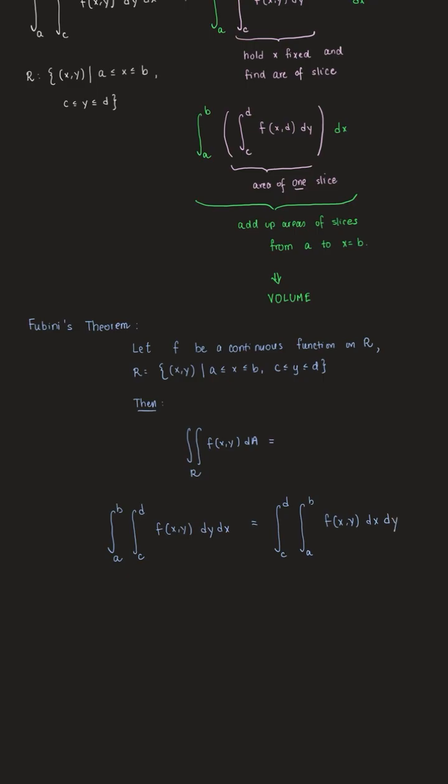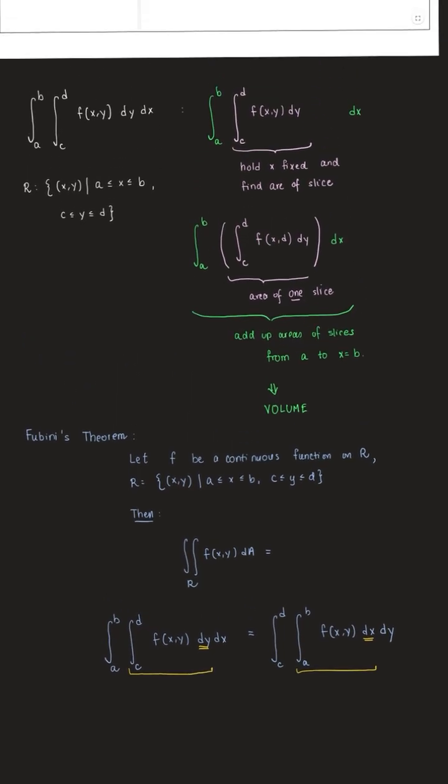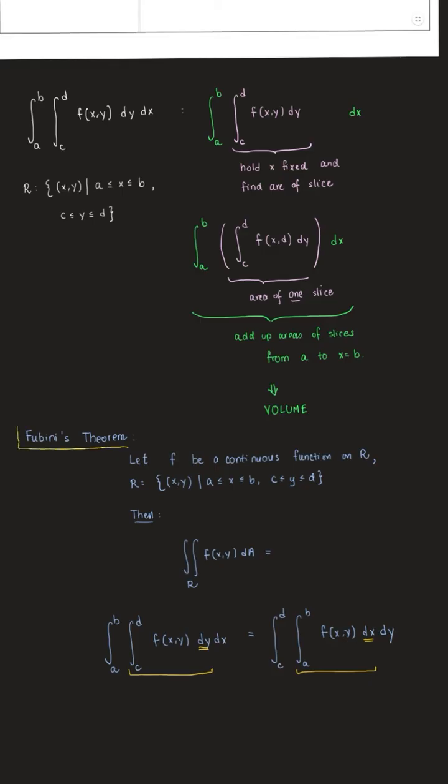And this is just saying it doesn't matter what you hold fixed first, because you're going to get the same volume. One thing that I'm going to point out once again is, remember that here our limits of integration from c to d correspond to our first variable of integration, y. Here, our limits of integration a to b correspond to our first variable of integration, x. And so we have found a way to evaluate double integrals using a slicing method, and we have also established that order does not matter. It doesn't matter whether we hold x fixed first or y fixed first and add up those areas of the slices.